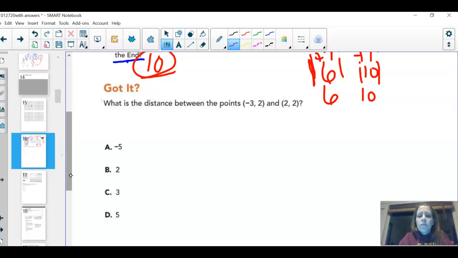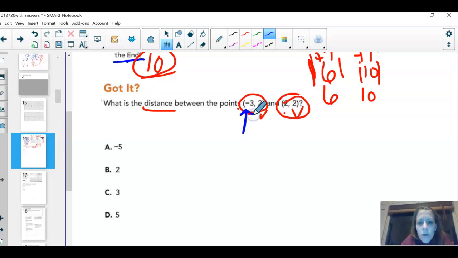Okay, now let's go ahead and see how you did. So negative 3, 2. Dos, dos. 2, 2. What is the distance between these 2 points? ¿Qué es la distancia entre esos dos puntos? Okay, 2 and 2 are the same. 2 y 2 son los mismos.